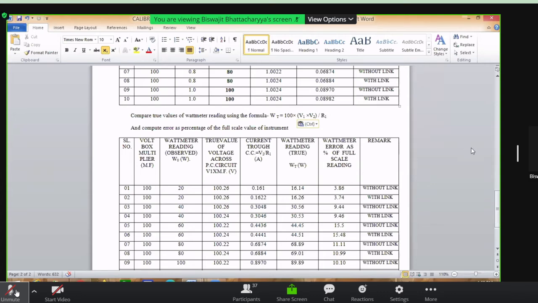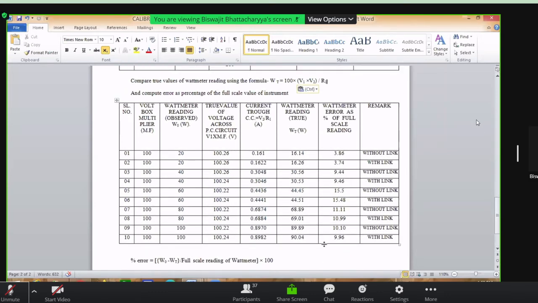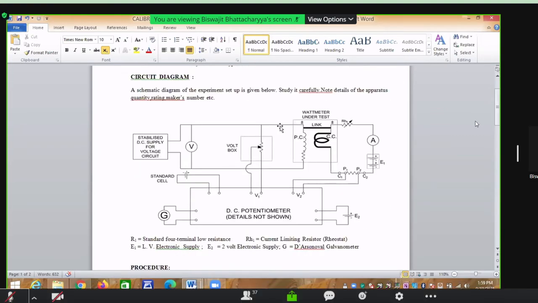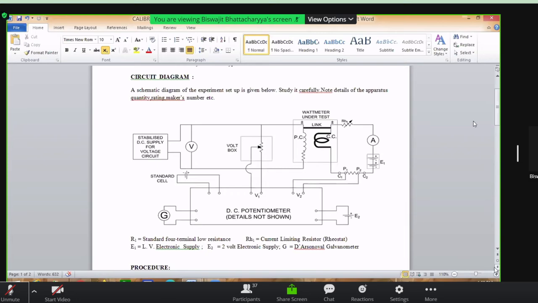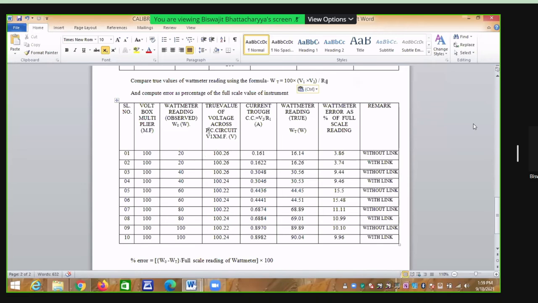And then how do we calculate the error? There will be another table, next table. So for every serial number, we know the volt box. Volt box means what? It is the potential divider arrangement. A box whose task is to step down the voltage from 100 volt to 1 volt in the ratio of 100:1. So that is the volt box we call it. In the figure, this is our volt box, which is used to step down voltage. Now once we get V1, that will be multiplied with 100. And for V2, we get the current.